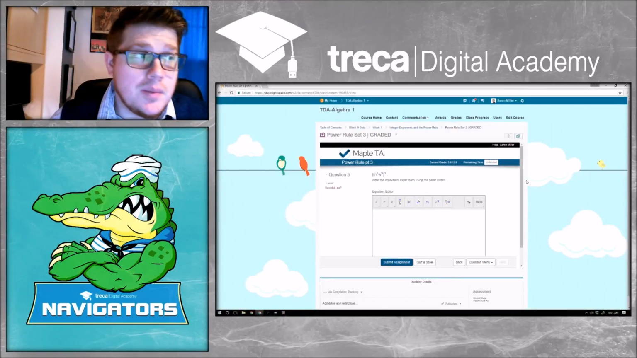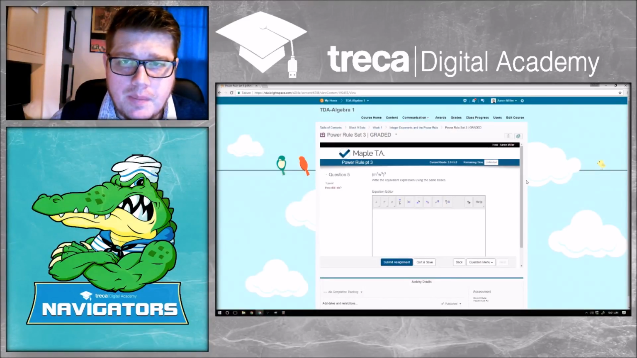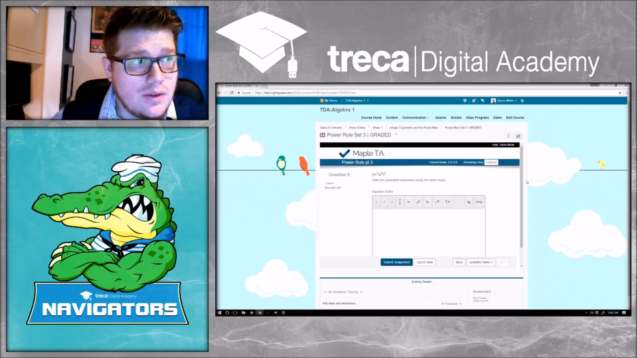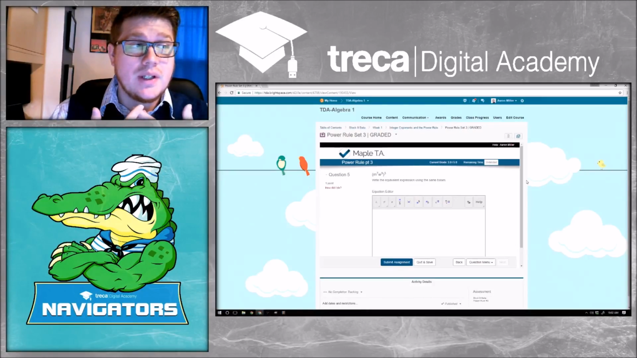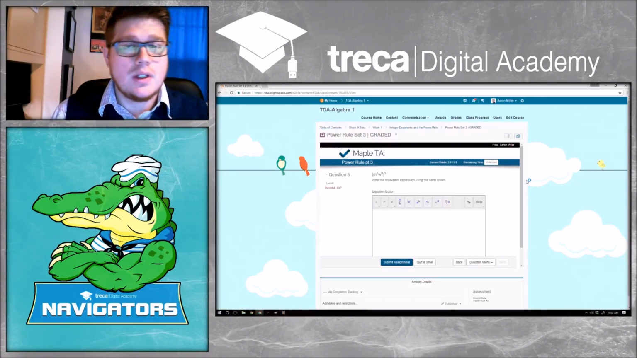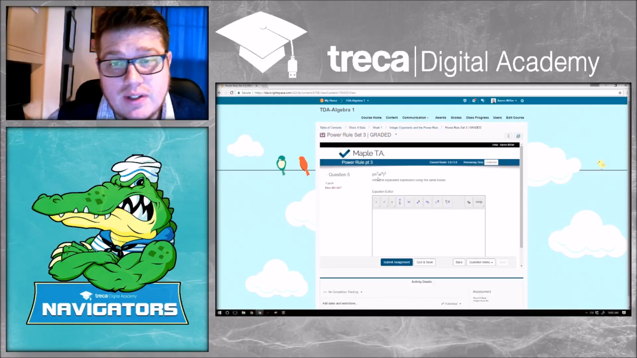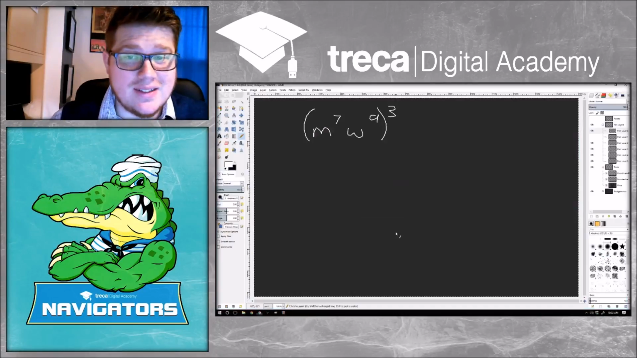Hey everybody, this is problem set 3 of the power rules. Now, this is going to be basically the same as problem set 1 except with variables. So in this problem we have m to the 7th times w to the 9th, quantity raised to the 3rd power. We're going to prove it the exact same way.